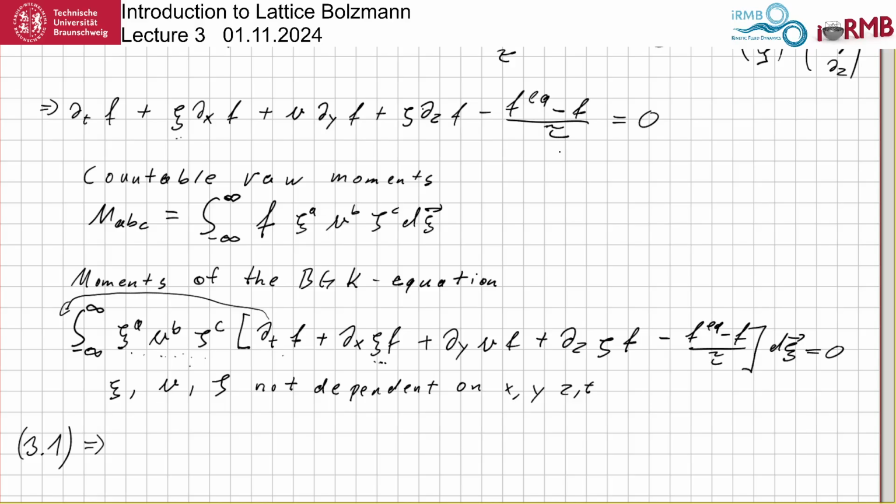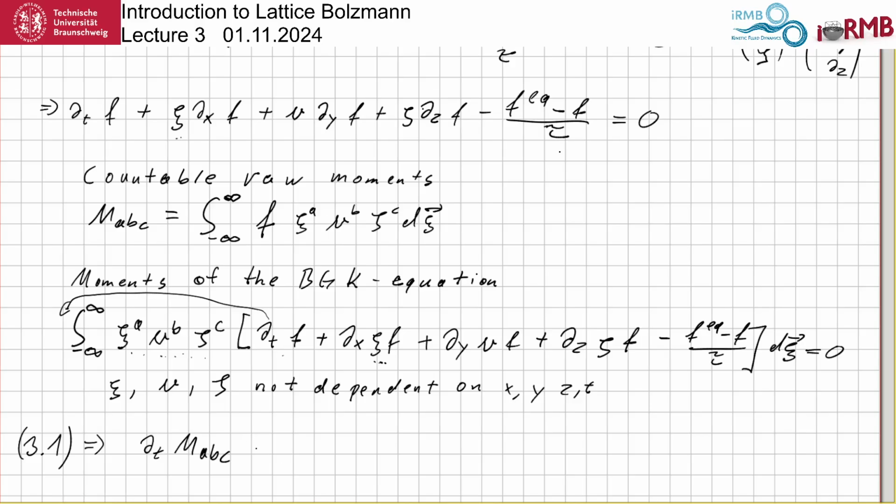Because they do not interact with each other, we can put the derivative outside. And then what we'll have is the time derivative over this integral with this kernel over f, and this is the moment, right? So here is no other f and no other microscopic velocity involved. So we get the time derivative of the moment m_abc, because xi to the power of a, upsilon to the power of b, and zeta to the power of c times f integrated is this moment, right?